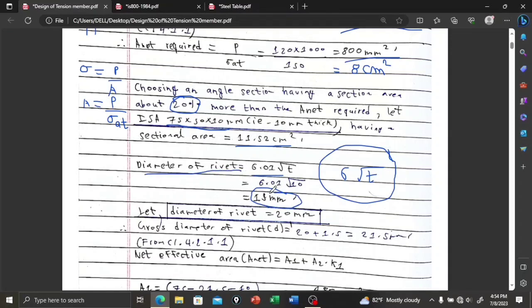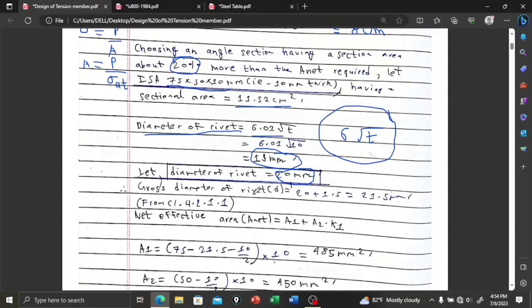A 19 millimeter diameter rivet is generally not available in the market, so we have to choose a rivet of higher diameter than this, which is 20. So gross diameter of rivet is 20 plus 1.5. 20 is the diameter of the rivet, but the diameter of the hole of the gusset plate or angle section, denoted by D, is 1.5 mm more in this case.